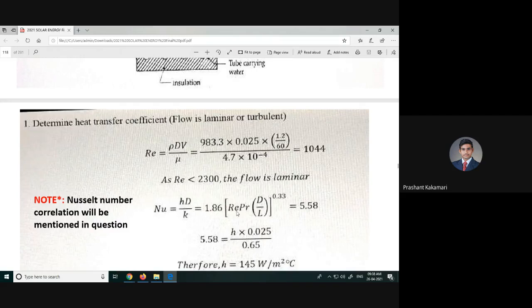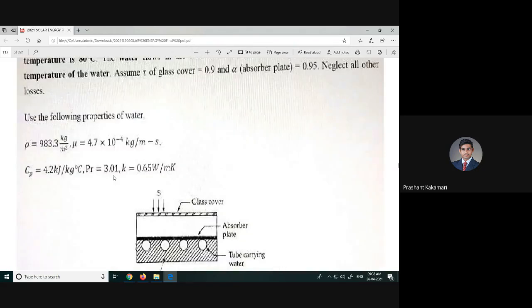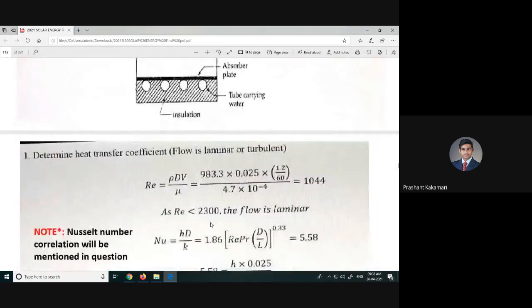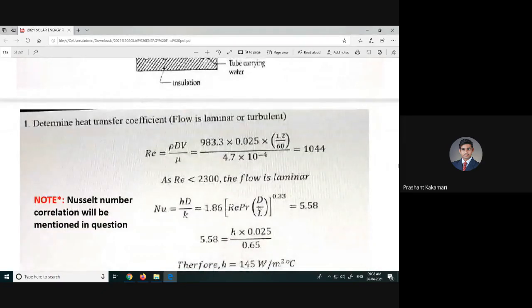Okay, so Reynolds number we have found out. See, now the answer is clear. Why did we find out this Reynolds number? Because in the correlation for Nusselt number, I can use this Reynolds number. Also, Prandtl number is given in the question itself, 3.01. Both are non-dimensional, no need to convert. But this D by L should be in meters. Both should be in meters.